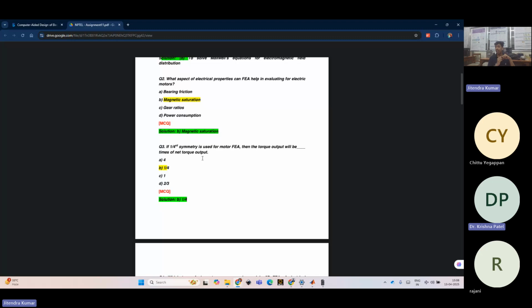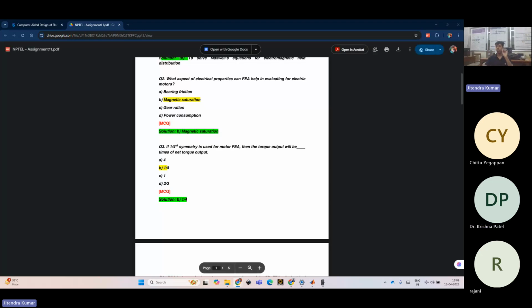No. And I can see here the answer is also incorrect. It should not be 1/4. Why? You have simulated an FEM model, right? Yes. If you have simulated an FEM model, then you could see only flux lines and all those things for 1/4.